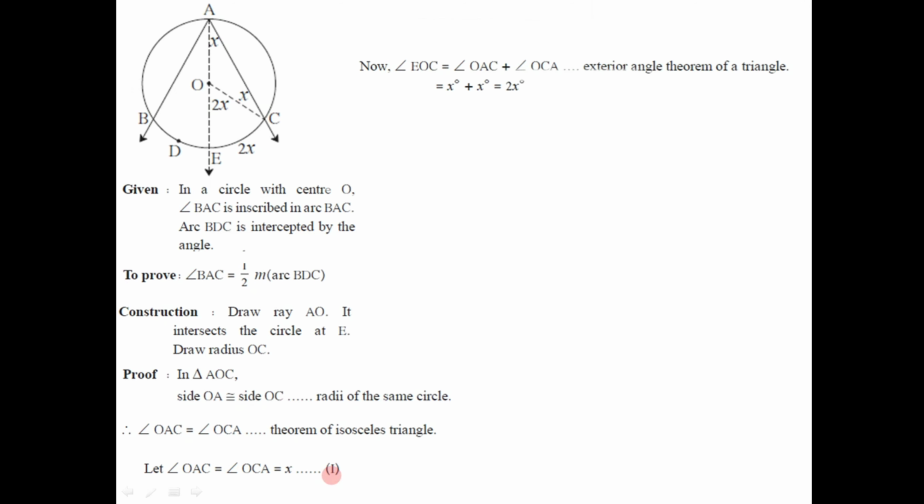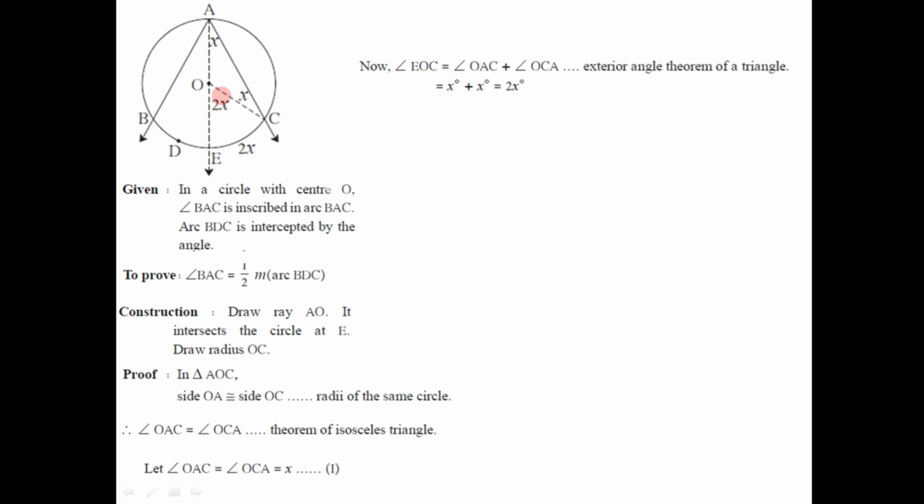By doing this construction we get one triangle AOC. For this triangle we have side OA congruent to side OC, as these are the radii of the same circle, and we know that if in a triangle two sides are congruent, then the angles opposite to them are also congruent. So angle OAC and angle OCA are the two angles opposite to side OC and side OA. That's why they are also congruent, and this is by the isosceles triangle theorem. Let the measure of these two angles be x, that is angle OAC is equal to angle OCA is equal to x. We will call this equation number 1.